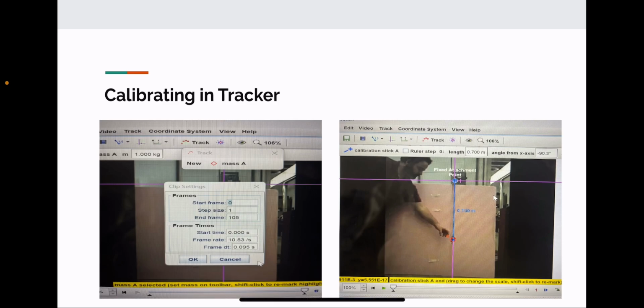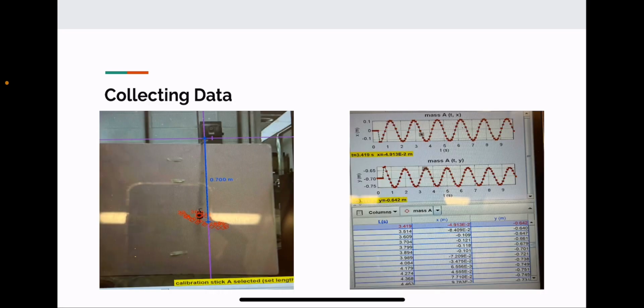Before we track the object in the video, we calibrate tracker to the specific video so that we can get accurate data. Tracker produces two graphs, one for position in the x direction and the other for position in the y direction. I put the data produced from this into a spreadsheet, which is later inputted into GlowScript to compare the computational data to the experimental.